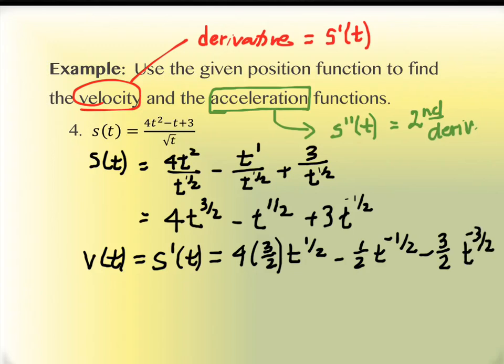All right, so let me do one simplification step here, which is the actual step that Micaiah told us originally, which was that the 4 times the 3 halves is actually 6, right? So this is 6t to the 1/2 minus 1/2 t to the negative 1/2 minus 3 halves t to the negative 3 halves.